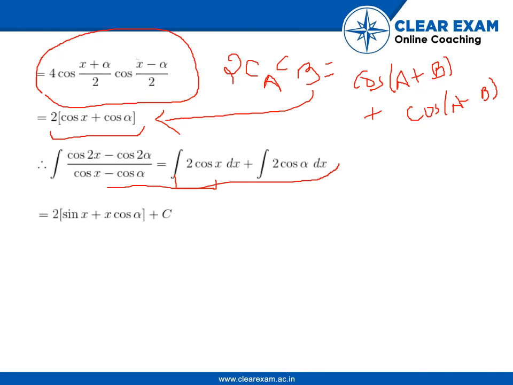The integral of 2 cos x can be written as 2 sin x, and 2 cos alpha is a constant, so it is multiplied by x. So that is our final answer. We get our final answer as 2 sin x plus 2x cos alpha plus c, where c is an arbitrary constant. So that is it. I hope you all understood it. Thank you and have a nice day.